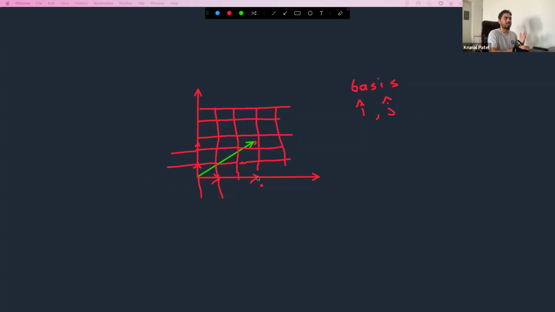In this case, the representation of this vector might be 3 and 2.5, right? But if we have a completely different grid defined with a completely different basis, then we can have a completely different representation of the same vector. We will cover it later, but that's the basic part of what vectors are and what the vector space is.